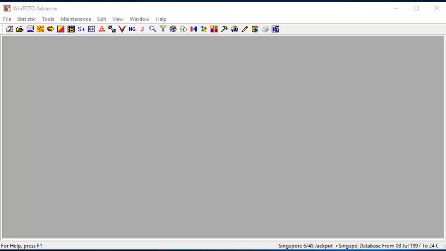Now, what you're looking at right now is WinToto Advanced statistical software. This software has two names, one known as WinToto 2004 and another known as WinToto Advanced. If you have watched the 4D video before, you will notice that Win4D Advanced was launched in the year 2000 and WinToto Advanced was launched in the year 2004.